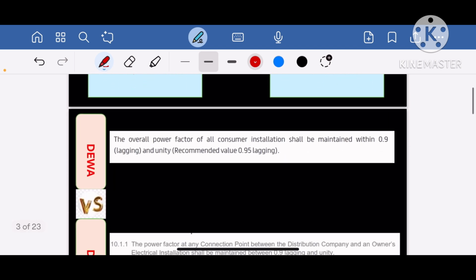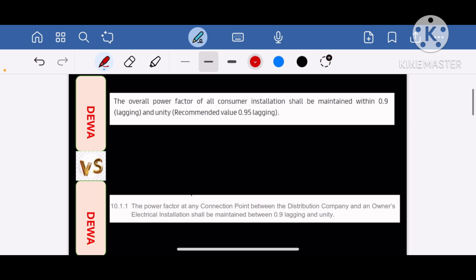Here I will show you one screenshot from the DEWA regulation as well as from the ADDC regulation. This screenshot is from DEWA and this screenshot is from ADDC regulation. Here it is mentioned that the recommended value for DEWA for the power factor is 0.95. But for ADDC, we have to maintain the power factor between 0.9 lagging to unity.